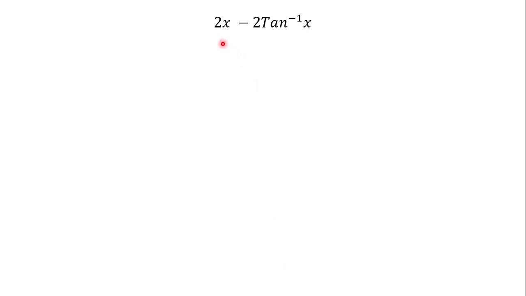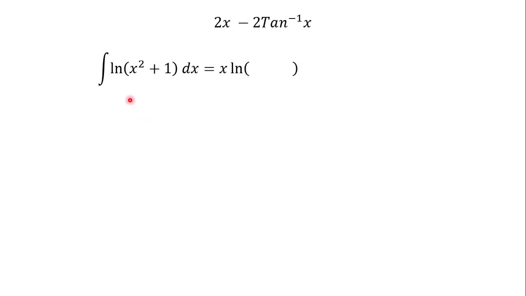Good. You're going to get 2x minus 2 tangent inverse of x. So this is the answer. This is the second part of the answer in the x world. Remember, we have two answers, the first one and then this one. So let's put them together.